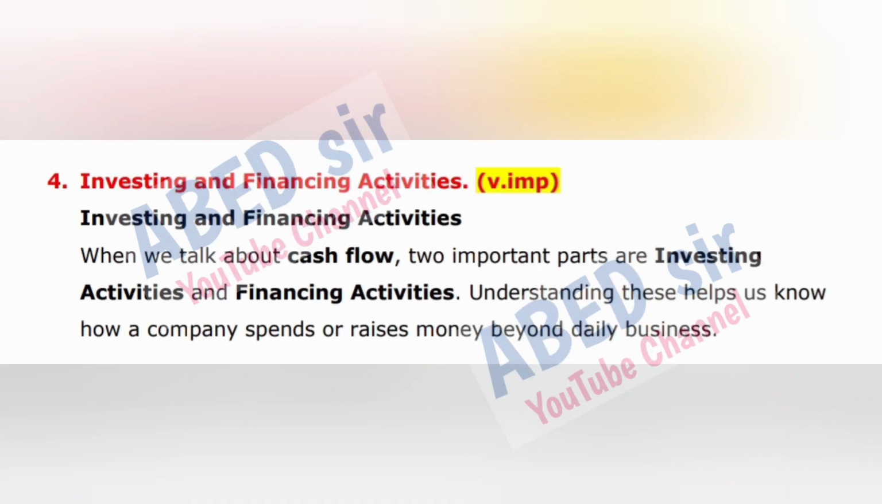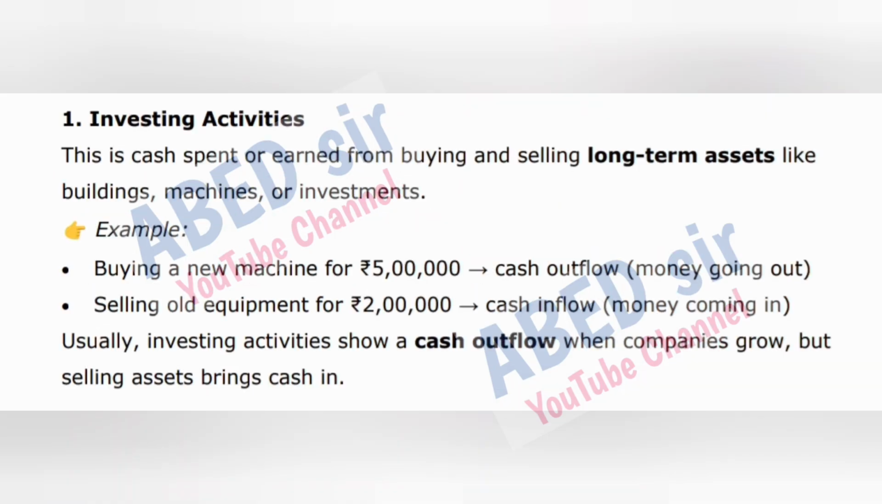Next important long question is 4: Investing and financing activities. When we talk about cash flow, two important parts are investing activities and financing activities. Understanding these helps us know how a company spends or raises money beyond daily business. 1. Investing activities. This is cash spent or earned from buying and selling long-term assets like buildings, machines, or investments.